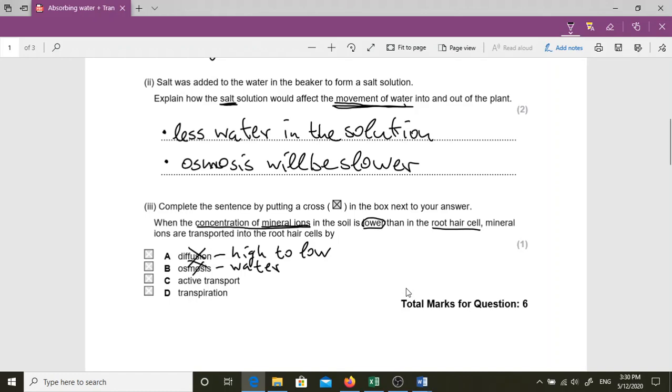Active transport is when we go from a low to a high concentration, and it costs us energy, so we have to actually put energy in. So active transport goes from low to high. That fits with what we've got here. The concentration in the soil is lower. The last one we have is transpiration, and transpiration talks more about the movement of the water when it is already inside the plant and when it evaporates off the leaves. So this is more when the water is already inside.